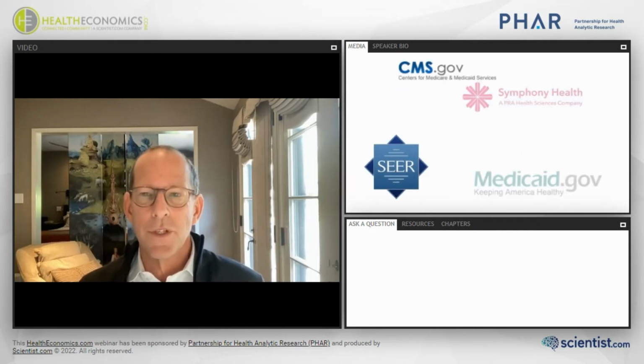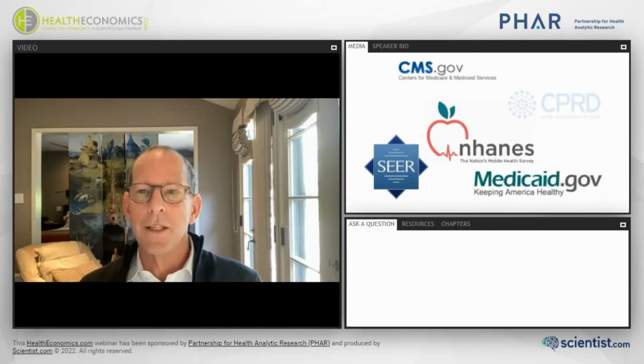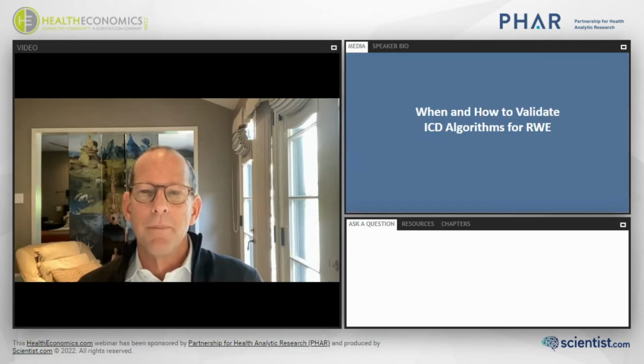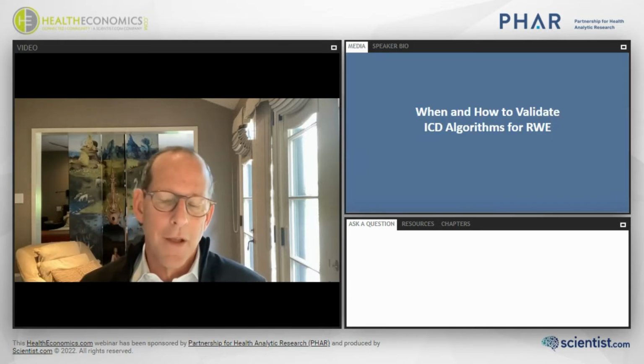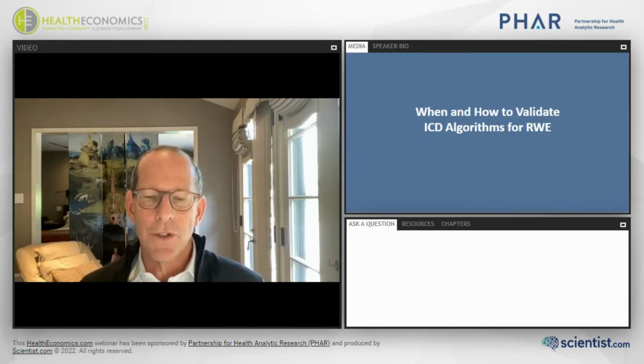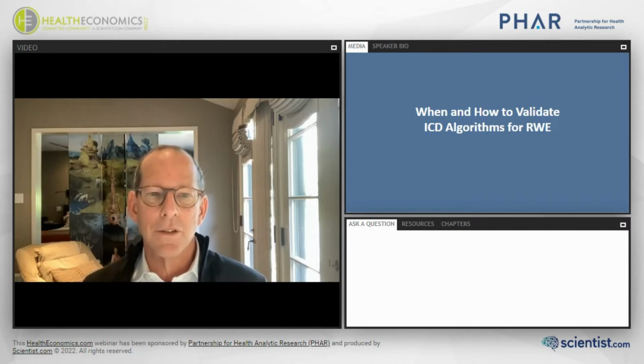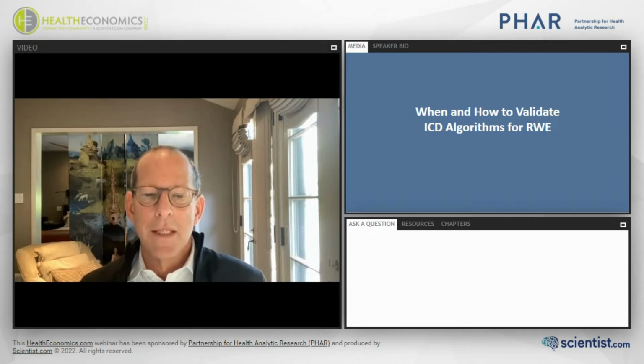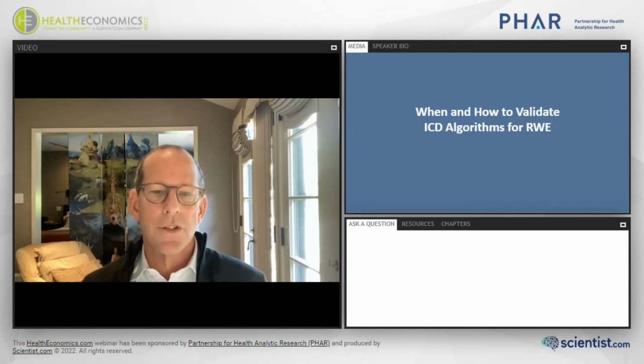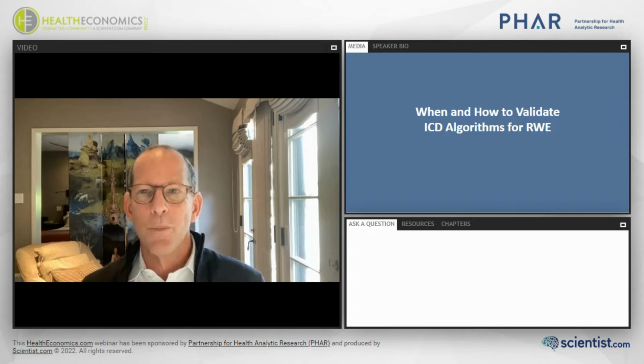This just shows you some of the data sources that we commonly use in our studies. The main thing to know about those sources is all but maybe one or two, for example, SEER, none of them really validate any of the information that is contained in coded information in those data sources. So that means it's up to us as researchers to determine when it's important to validate either the outcomes or the exposures or the populations that we're studying.